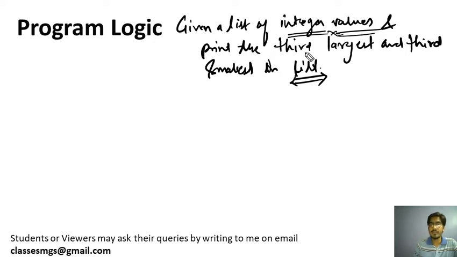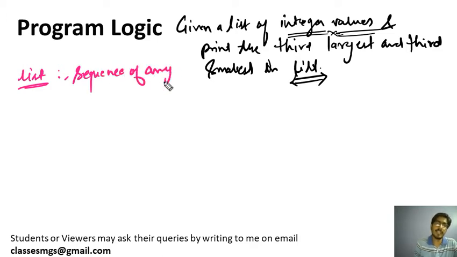If any student doesn't know what a list is, for those students I am telling what a list is. A list is a sequence of any data type. Understanding the list is important first. A sequence of any data type is a list. And then how is the list created in memory?